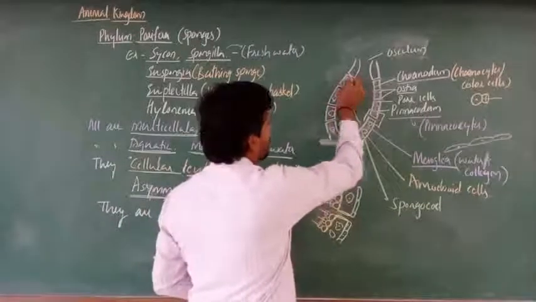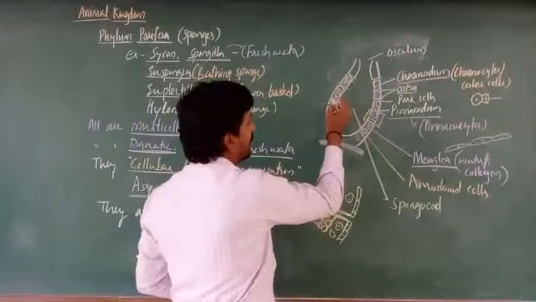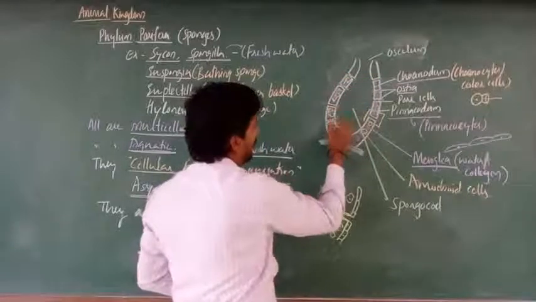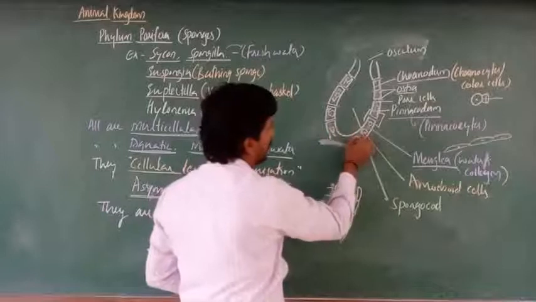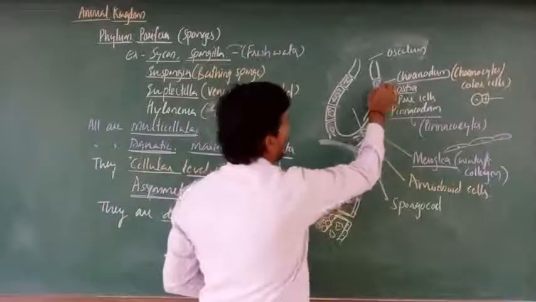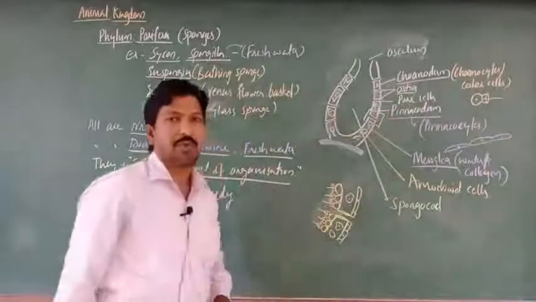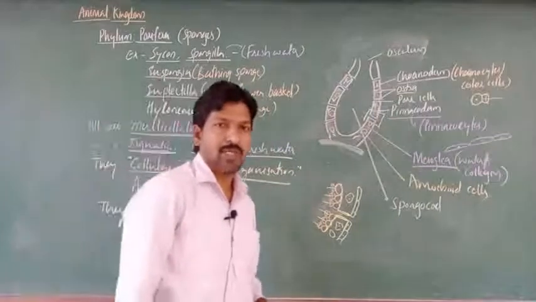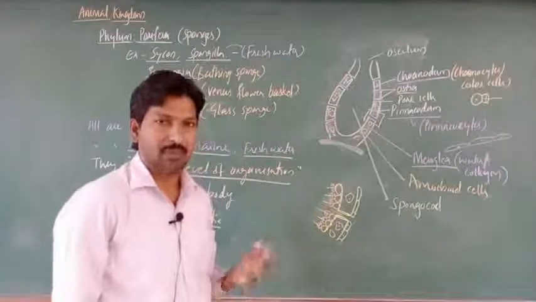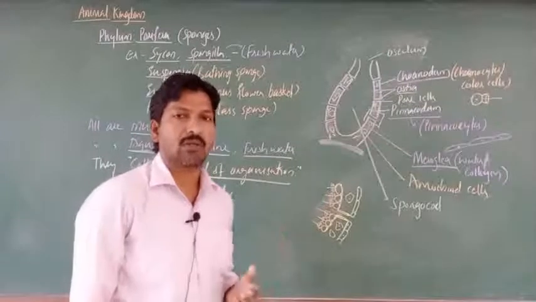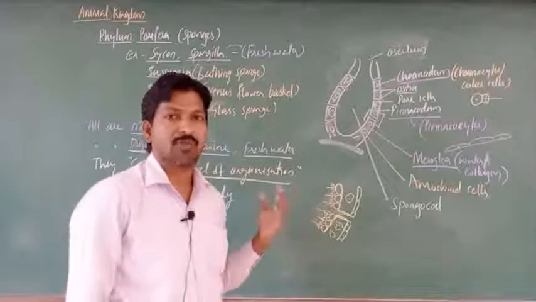There is a presence of spicules. They may be needle-like, branched or unbranched needle-like, right? They may exist here. Yes, in some sponges the skeleton may be made up of spongin fiber, or the spicules may be made up of calcium carbonate.